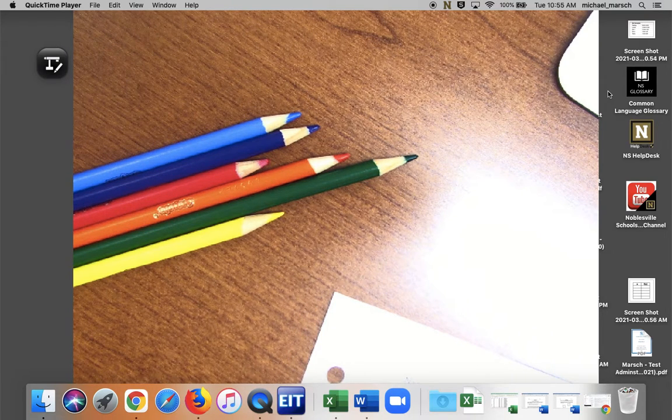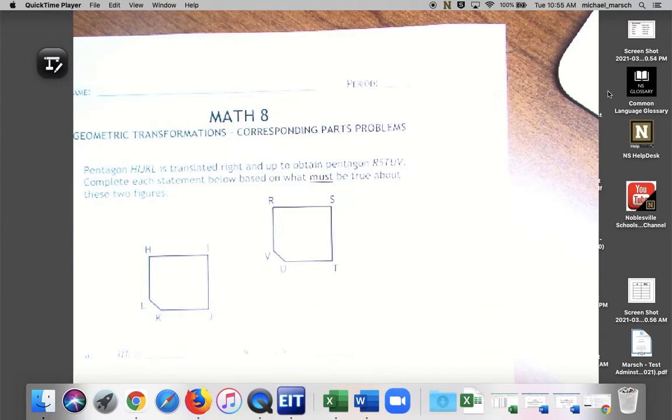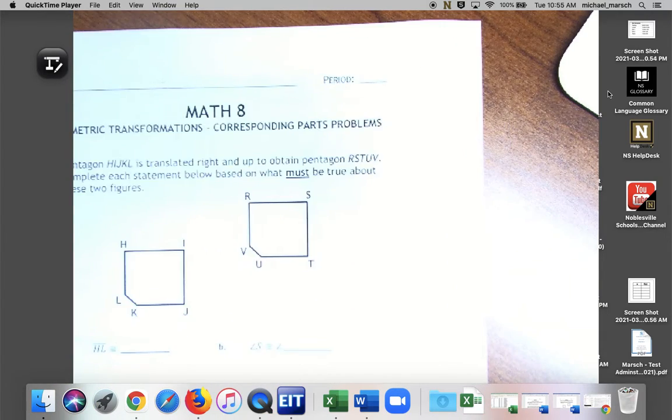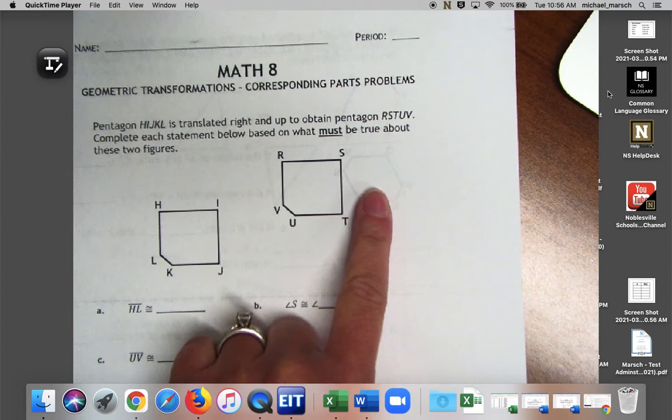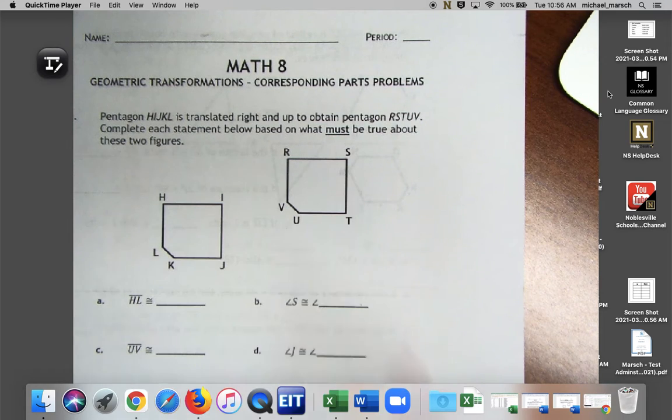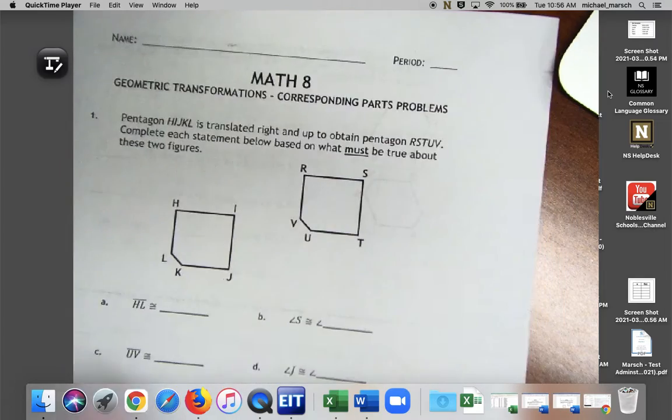Okay, here we go. Geometric transformations, corresponding parts. Corresponding means the pre-image location of the letter matches the image location of the letter. And so we're trying to decide, are they congruent or similar or nothing? We're going to work our way through these 4 problems. They're not crazy difficult. I just needed a lot of space for each one. That's why you have 4 pages of a packet.